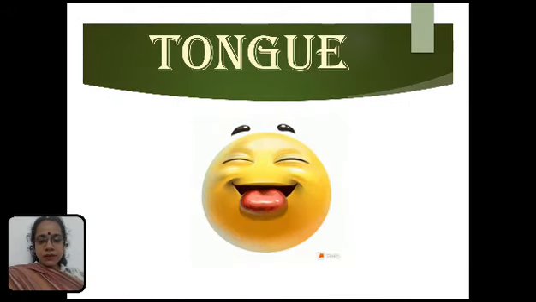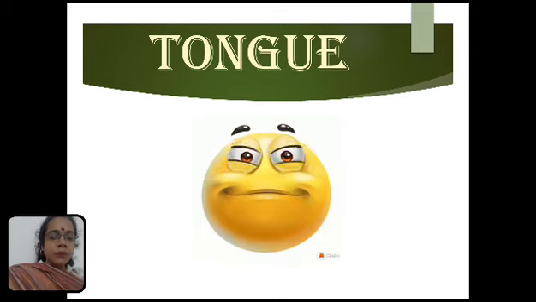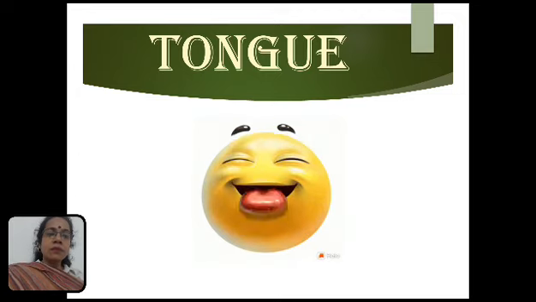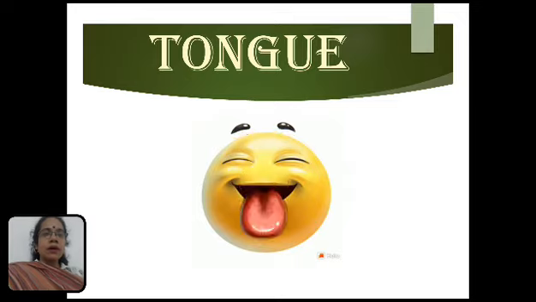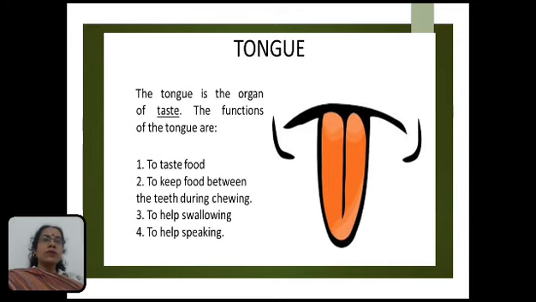The tongue is a fleshy muscular organ in the mouth which is attached at the back to the floor of the buccal cavity. It is free at the front and can be moved in all directions. This tongue is also known as the organ of taste.